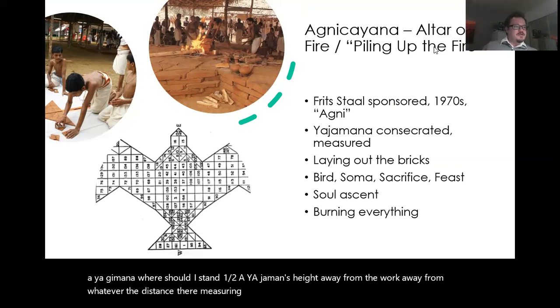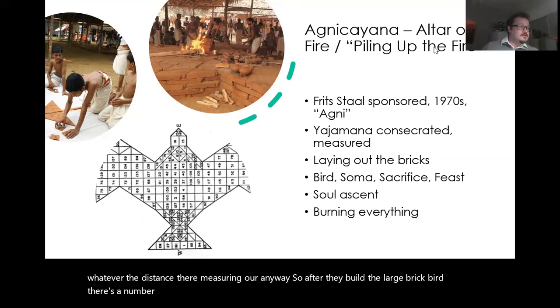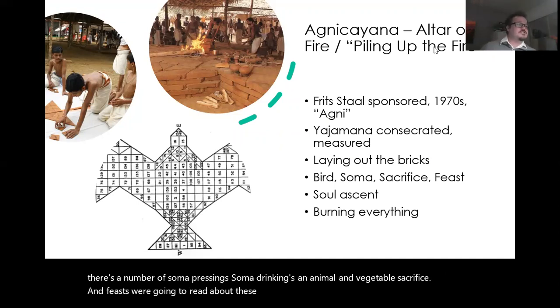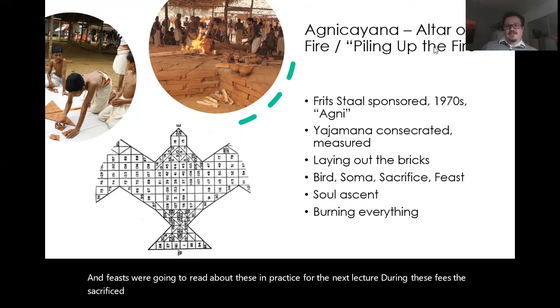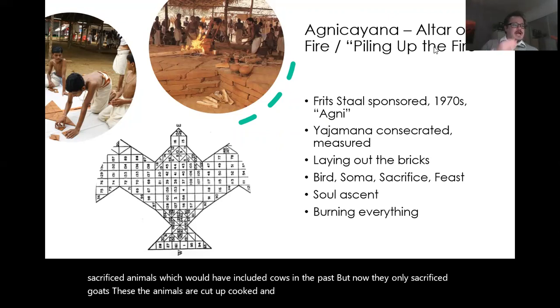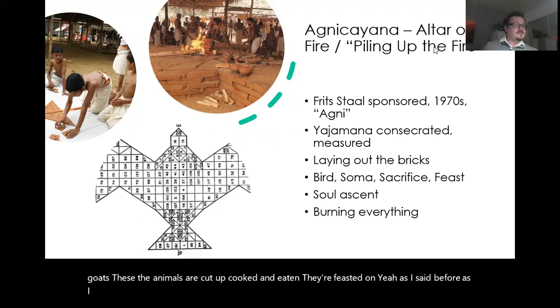Anyway, so after they build the large brick bird, there's a number of soma pressings, soma drinkings, and animal and vegetable sacrifice and feasts. We're going to read about these in practice for the next lecture. During these feasts, the sacrificed animals, which would have included cows in the past, but now they only sacrifice goats, are cut up, cooked, and eaten. They are feasted upon. As I just said, these days they only sacrifice goats.